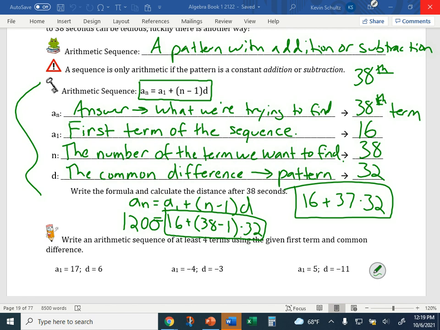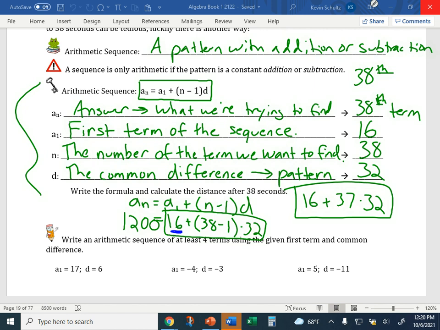The answer is because we already have our first term. We already know what our first term is. Right? The first term of the sequence is 16. So if we want the 38th term, we need to add 32 37 times to get there. Okay, which is why we subtract 1 from the number of the term that we want. Okay, any questions on this that you can verbalize? Maybe you're confused but not quite sure how to ask it. Anything you can verbalize?